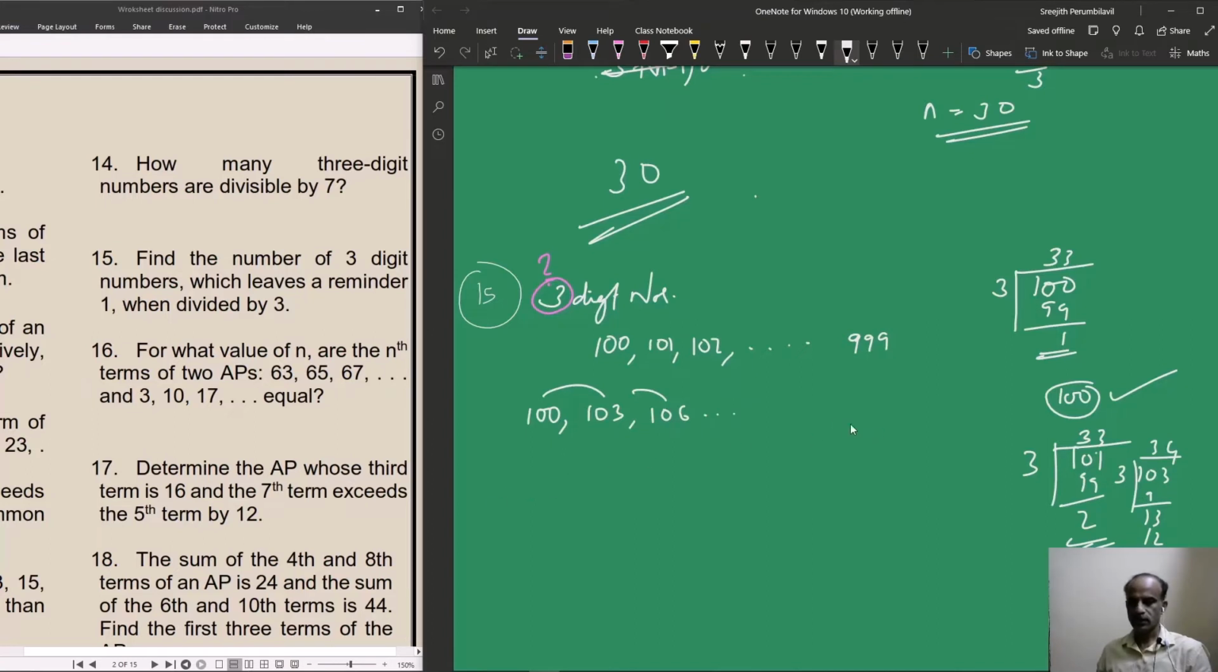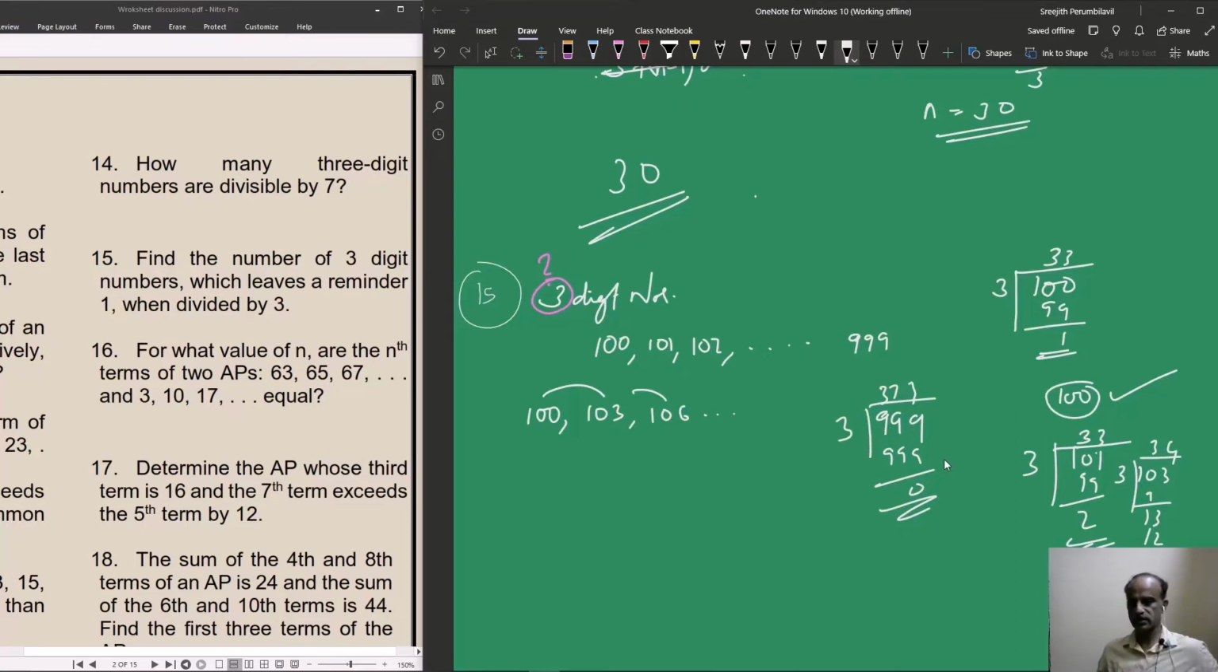Therefore, how about 999? Is it divisible by 3? Yes, it is exactly divisible by 3. So the remainder will be 0. So it is not a number which belongs to this category. The category is those numbers which leave a remainder 1. I can increase, but it will be a 4-digit number. So I have to decrease.